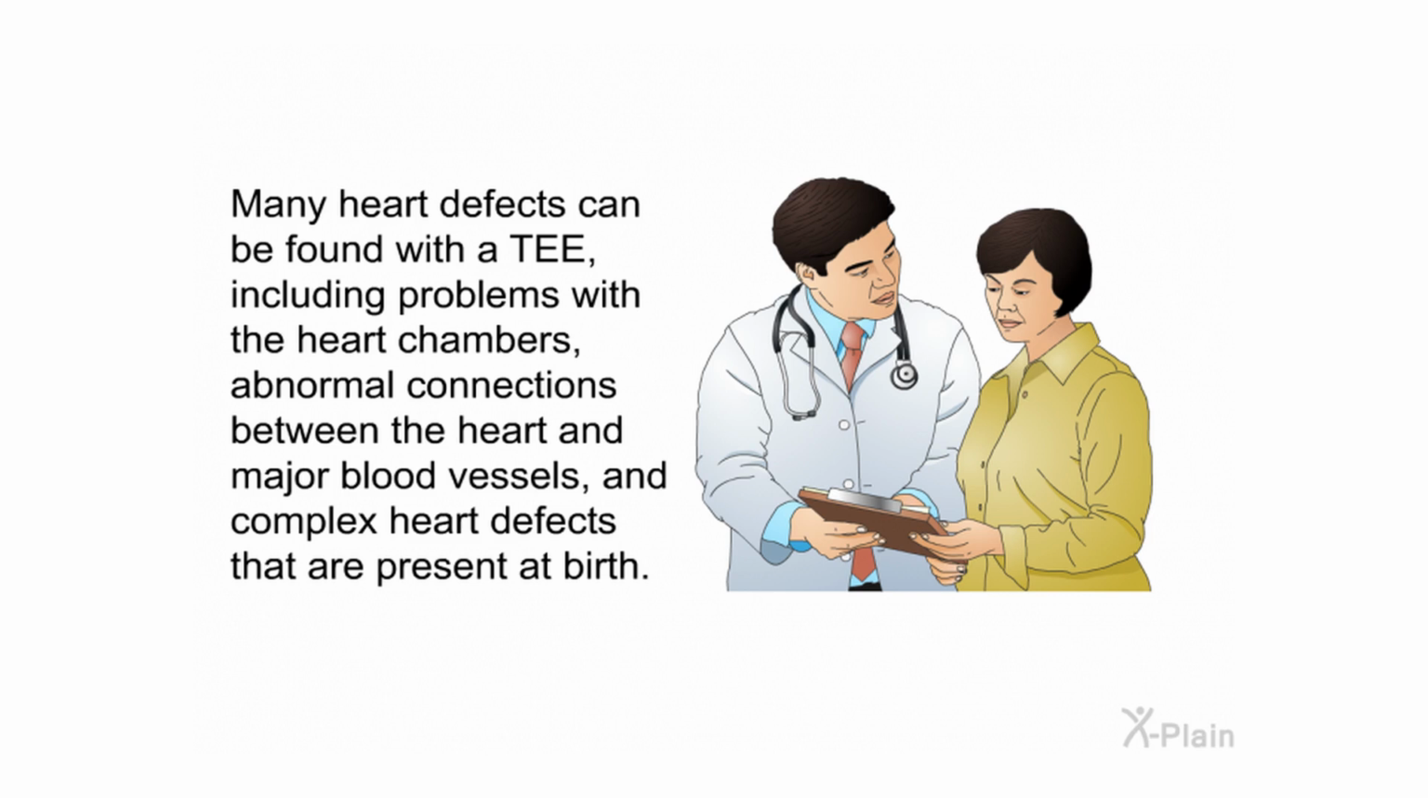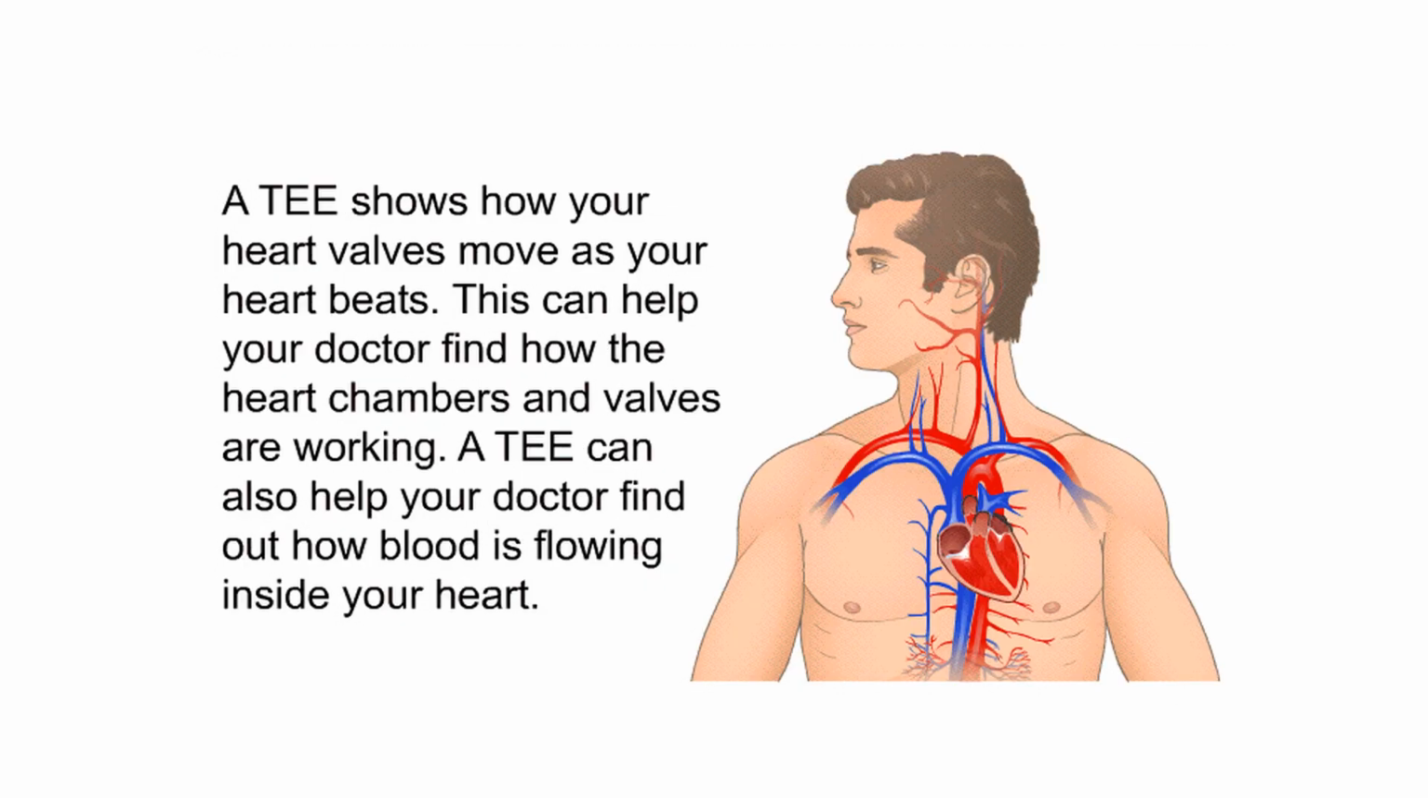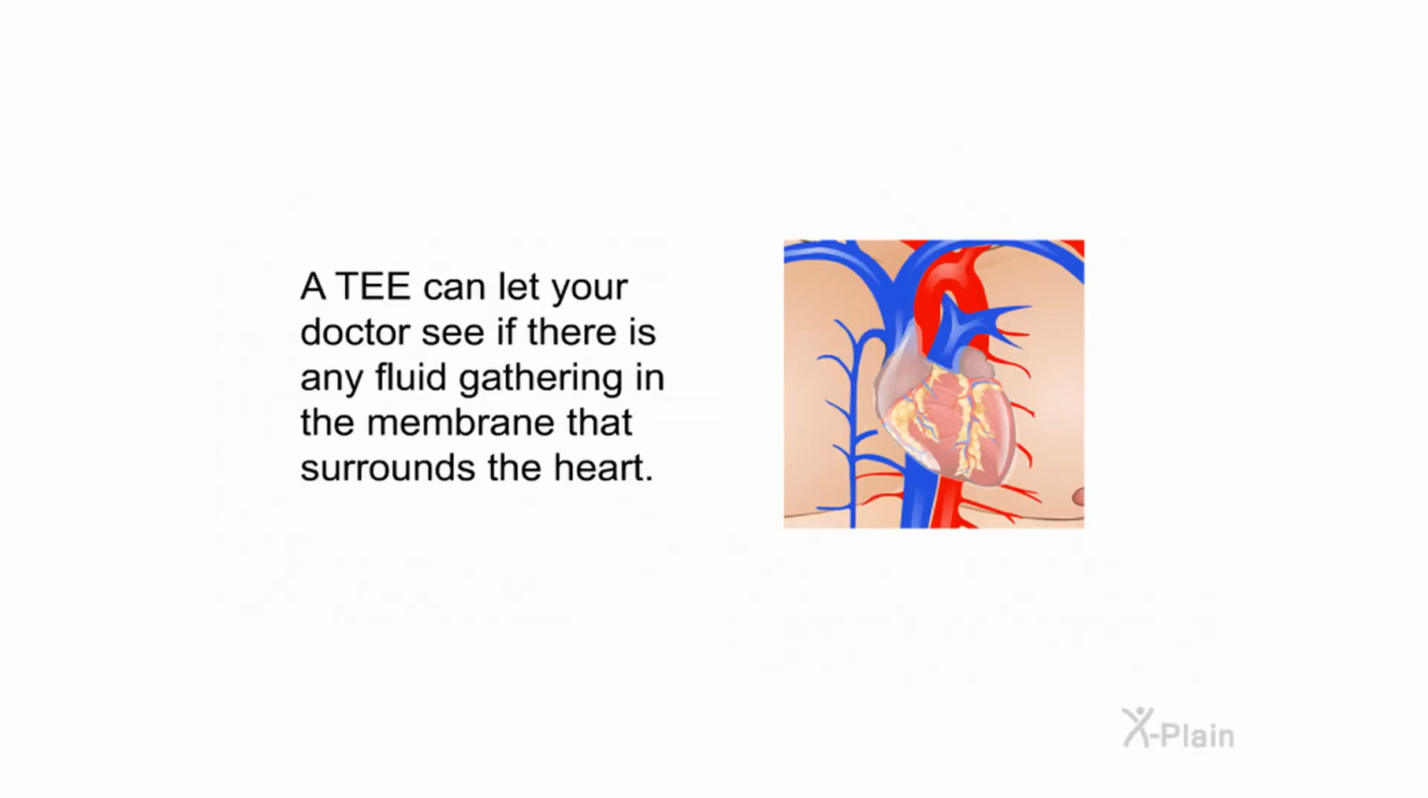Many heart defects can be found with a TEE, including problems with the heart chambers, abnormal connections between the heart and major blood vessels, and complex heart defects that are present at birth. A TEE shows how your heart valves move as your heart beats. This can help your doctor find how the heart chambers and valves are working. A TEE can also help your doctor find out how blood is flowing inside your heart. A TEE can let your doctor see if there is any fluid gathering in the membrane that surrounds the heart.